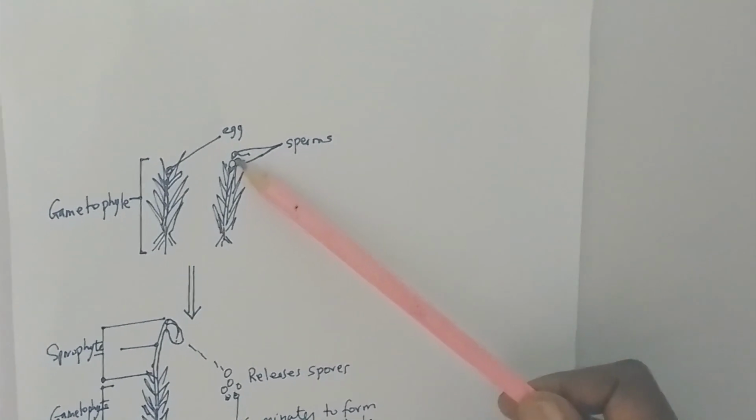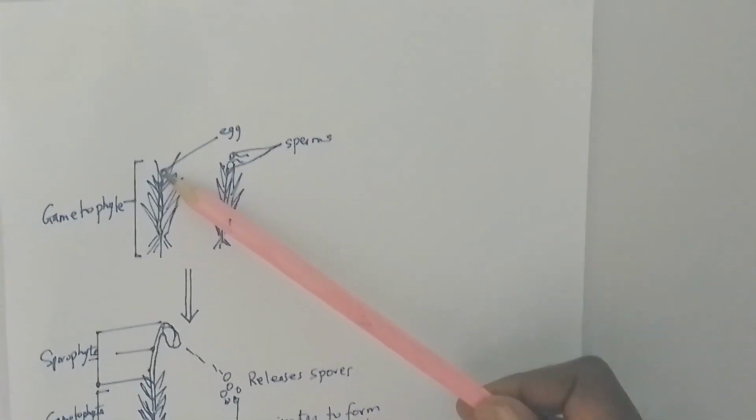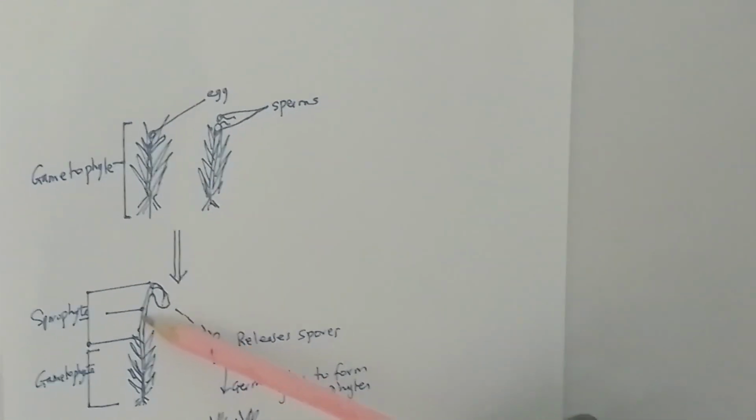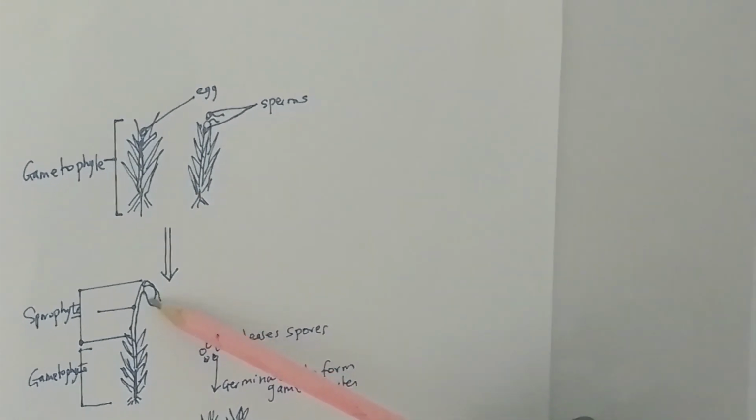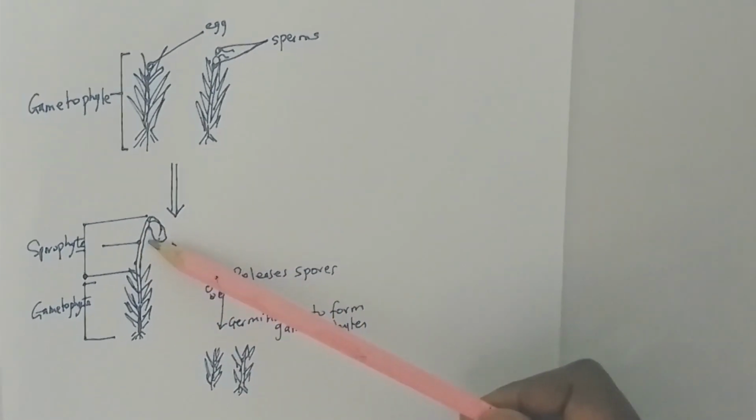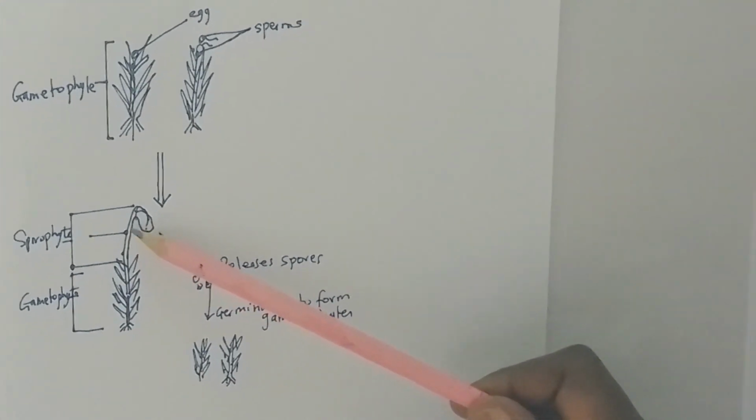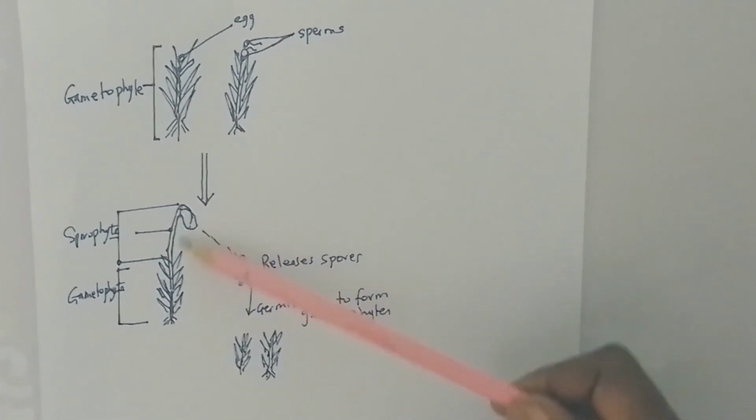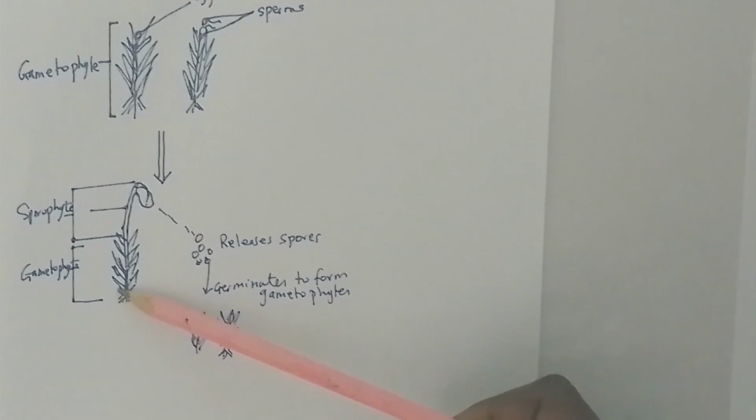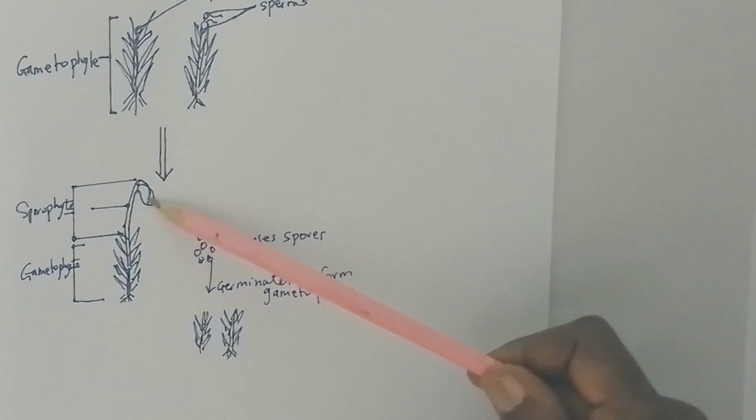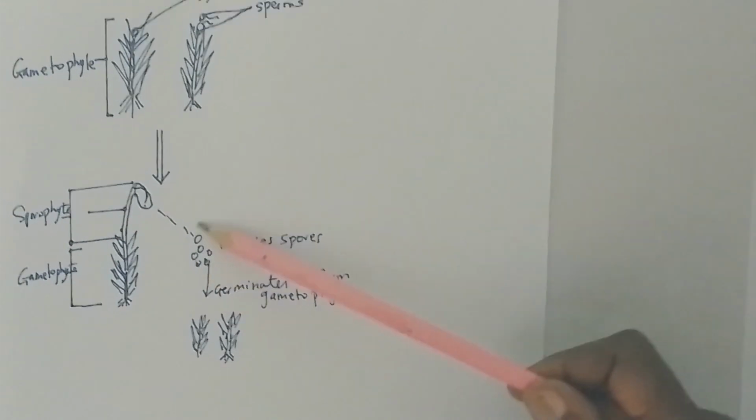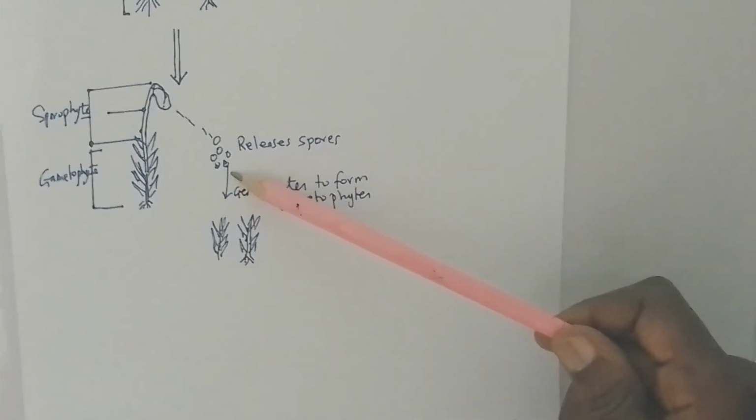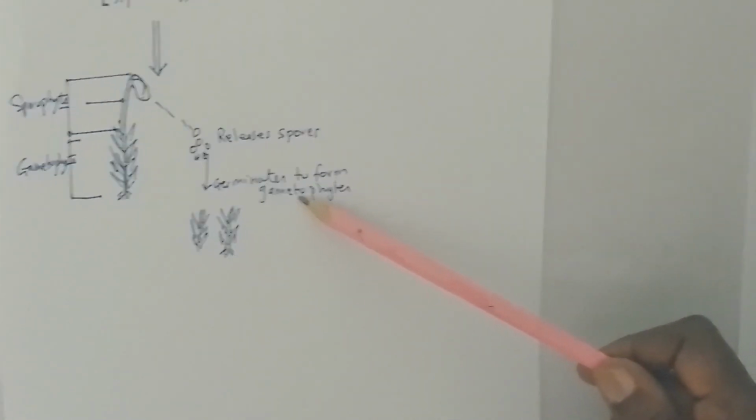Now, the sperms will move and fertilize the egg, and as soon as sexual reproduction takes place, a sporophyte is formed, and that is the sporophyte stage of the plant. In mosses, the sporophyte stage forms on the female gametophyte. The sporophyte stage produces spores, which are released to produce gametophytes. The spore will germinate to form gametophytes.